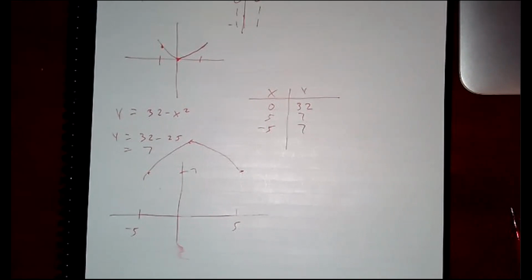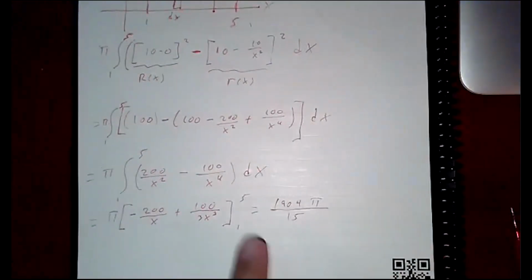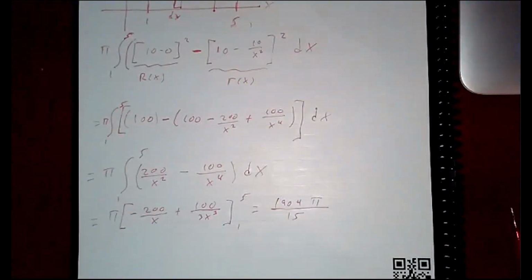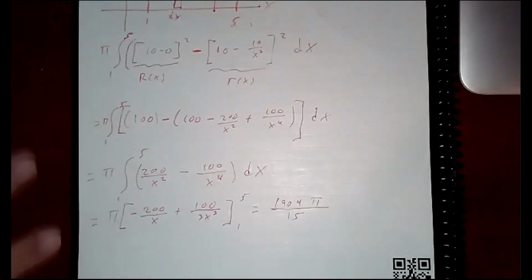Is there any other homework questions you guys are struggling with, or is that it? Yeah, I'm not getting that 1904 over 15 pi every time. I don't see what I'm doing wrong when I'm putting in the information. Plug in the numbers? Yeah, when I'm plugging in the numbers, I'm just coming up with totally different answers.